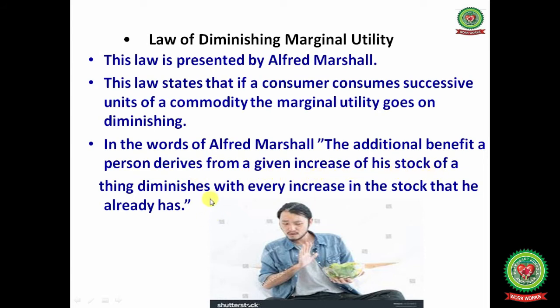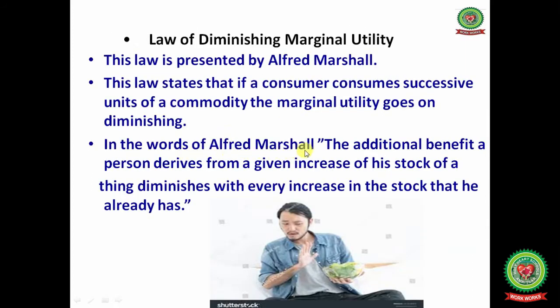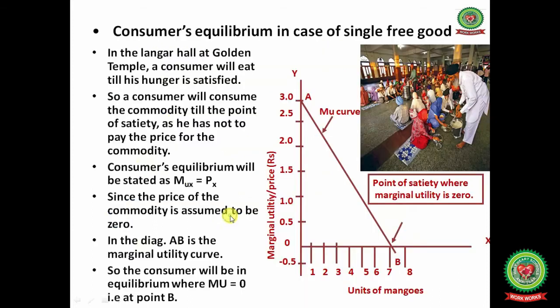Law of diminishing marginal utility. This law was presented by Alfred Marshall. This law states that if a consumer consumes successive units of a commodity, the marginal utility goes on diminishing. In the words of Alfred Marshall, the additional benefit a person derives from a given increase of his stock of a thing diminishes with every increase in the stock that he already has.